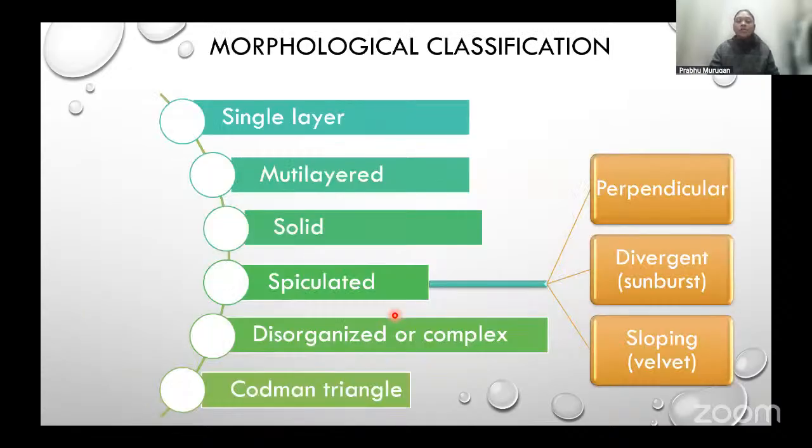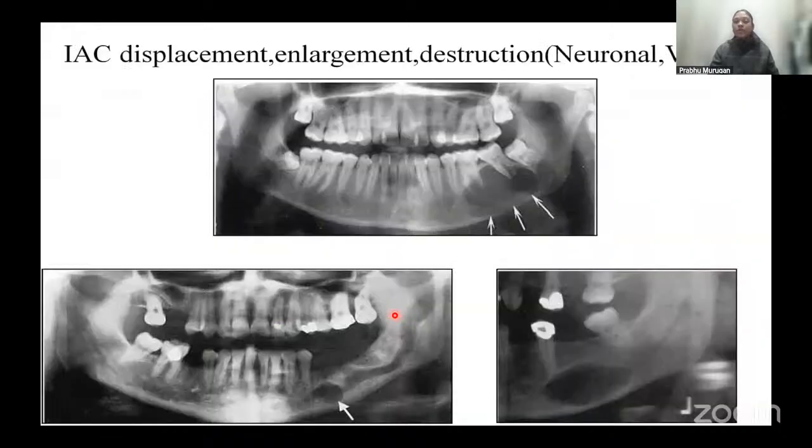Okay, so these are the morphological classification of your periosteal bone reactions. And the displacement that we were talking about, the teeth displacement, similar to that, I already told you the inferior alveolar nerve canal displacement. It can either be displaced, enlarged, or destructed.